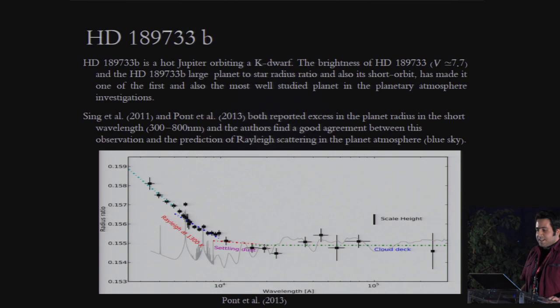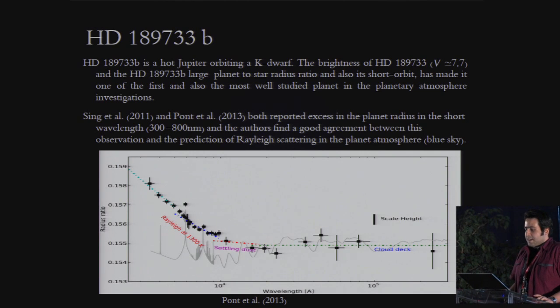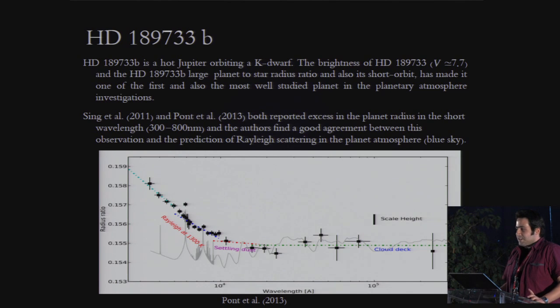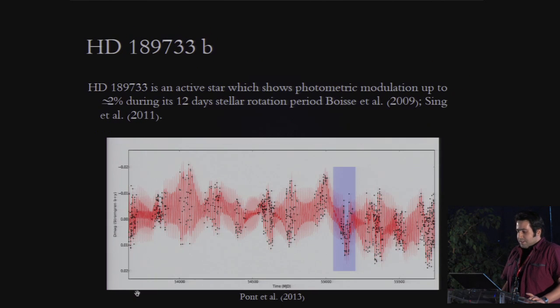One of them was HD 189733b, which is a hot Jupiter orbiting a K dwarf, and it is one of the well-studied planets for atmospheric study. They observed a strong increase in the planet radius toward short wavelength. But this planet is orbiting a very active star. This star shows 2% photometric variability every 12 days, which is the rotational period of the star. So it's reasonable to assume that the planet during its transit is overlapping with a plage.